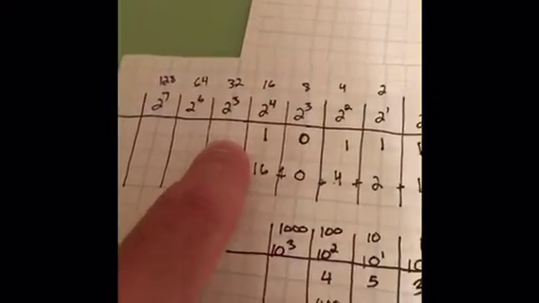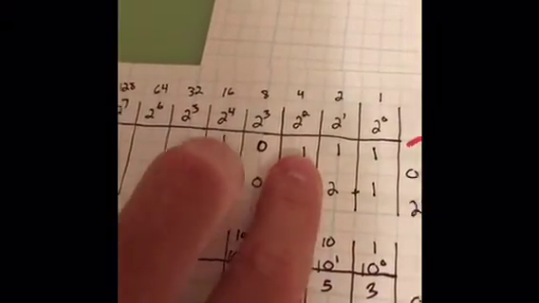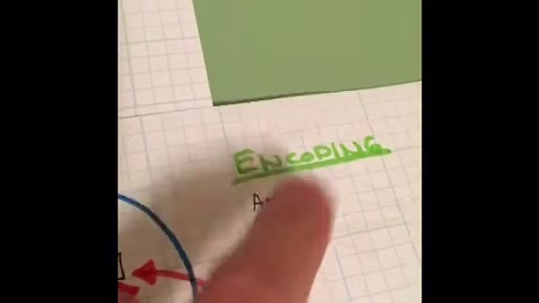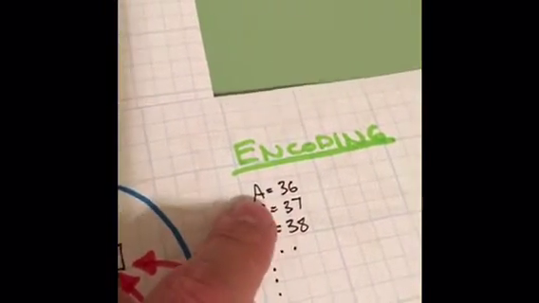So we'd have a 32 plus a 4, that'd be 36, that'd be 100100. And when we send out to a computer, the computer would check its encoding and say, hey, 36, that's an A, and it would display an A on the screen or send an A or whatever we want.